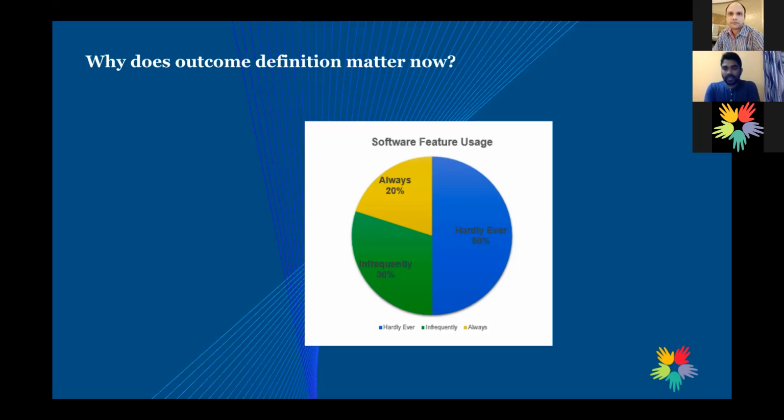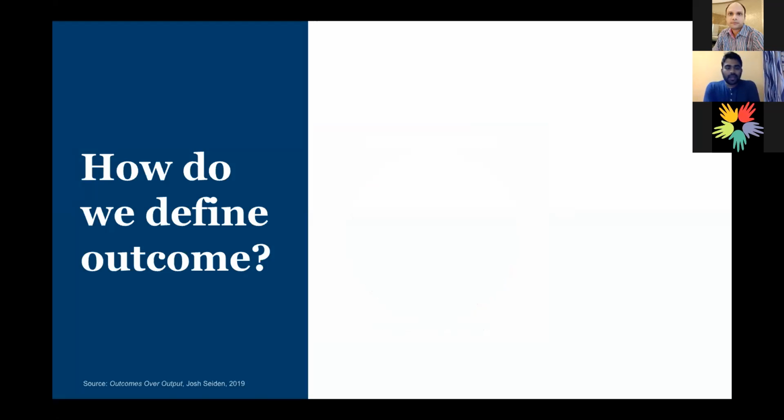But most commonly, whenever we release something and deploy to production, we say we are done. That's how the industry currently is. If you're not in that stage, then you're in a good space. That's why we feel the definition of outcomes is very important now. Okay, now with that said, how do we define outcomes?